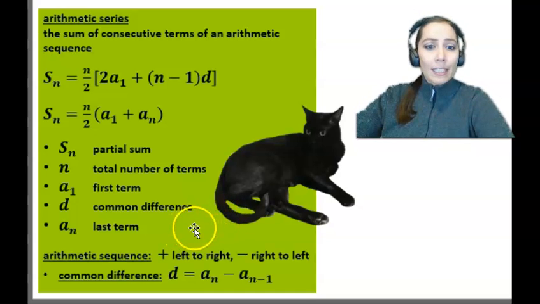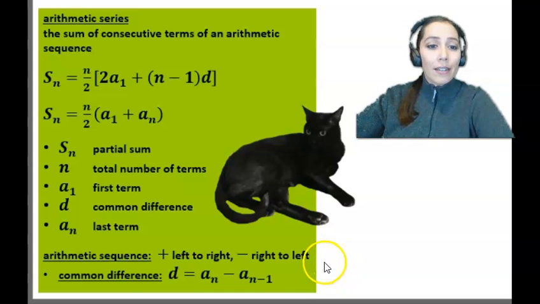Remember, in an arithmetic sequence, you are adding the same number when you're going left to right between consecutive terms, or you are subtracting the same number between consecutive terms when you go right to left. And the formula to find the common difference is d equals a sub n minus a sub n minus 1.